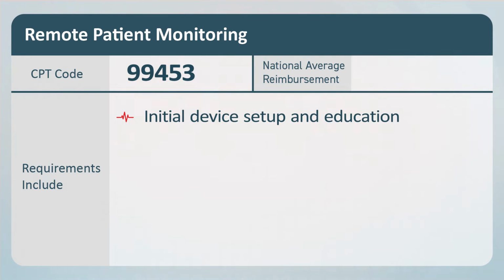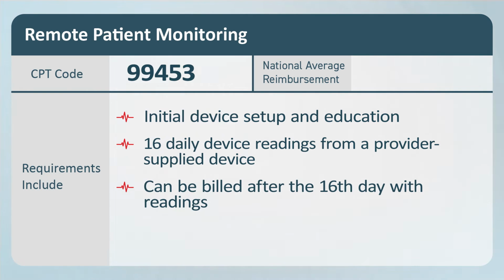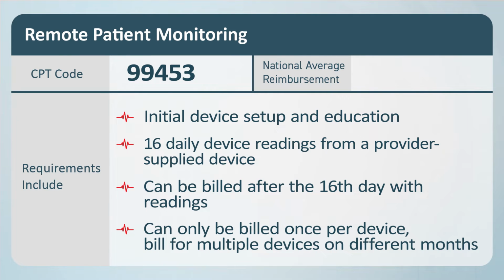To bill for 99453, a patient must transmit a minimum of 16 days with readings from a provider-supplied device. This is a one-time code that can be billed after the 16th day with readings. The readings do not have to occur within one calendar month, nor do they need to be 16 consecutive days. 99453 can only be billed once per device. If a patient is given multiple devices, they must be billed with the code 99453 on different months. The current national average reimbursement for 99453 is $20.